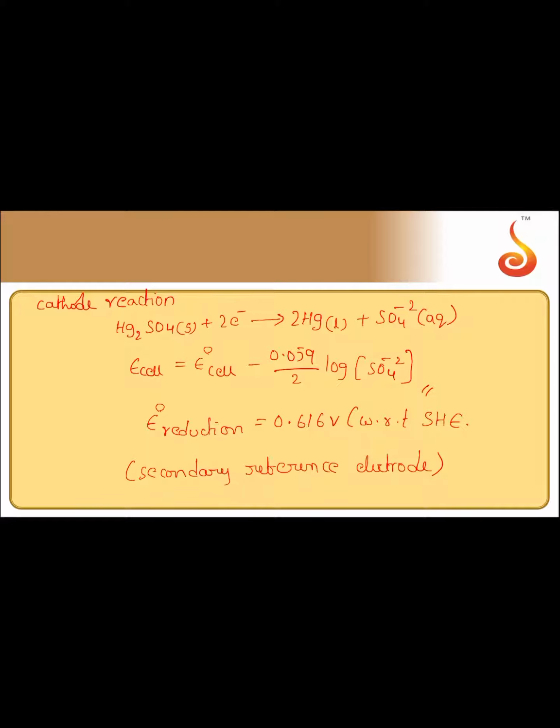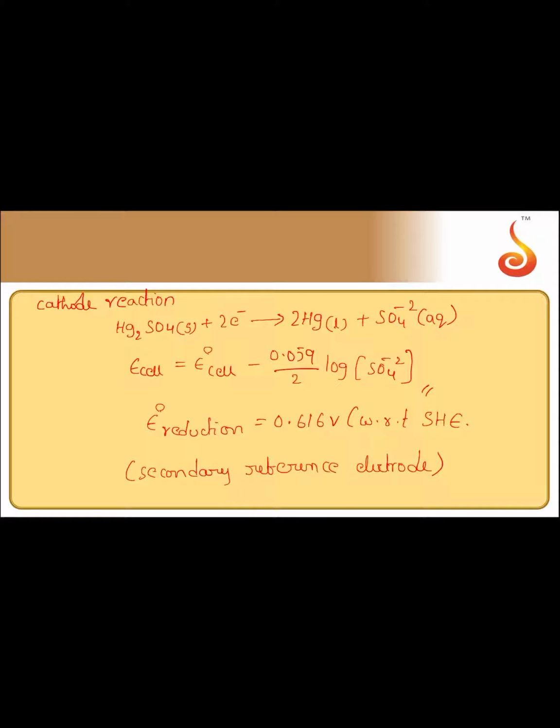The next equation is E cell is equal to E0 cell minus 0.059 by 2, because the number of electrons is 2, log SO4 minus 2. Hg liquid and Hg2SO4 solid we should not consider. Only aqueous SO4 minus 2 we should consider. And its reduction potential value is 0.616 volts with respect to the standard hydrogen electrode.